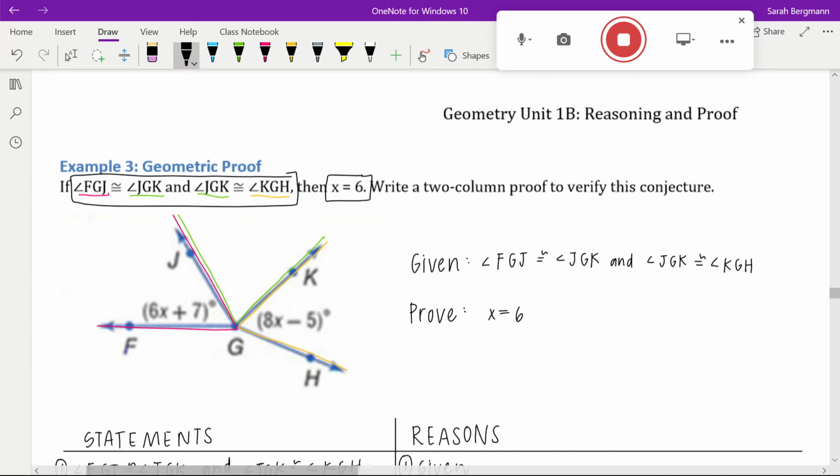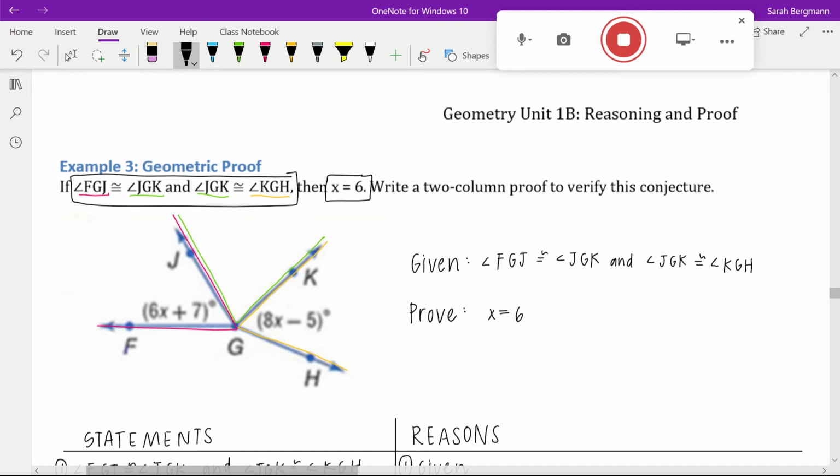Now, before you start a proof, it's always a good idea to have an idea in mind. I see that they also gave me expressions for angle FGJ and the measure of angle KGH. So if I'm going to solve for x equal to 6, I'm thinking I'm going to need an equation. I see that in my given statement, I have 2 angles that match up. I'm thinking transitive property. However, transitive property only works for equality. So I'm trying to think, how can I get from congruent angles to angles with equal measure?